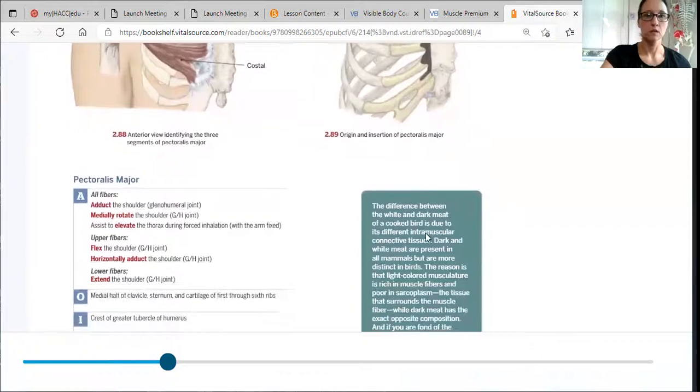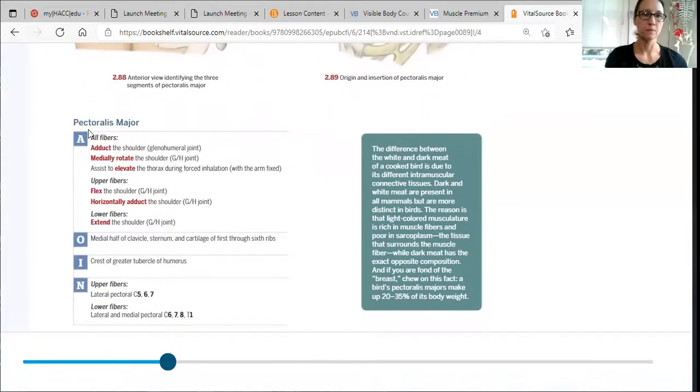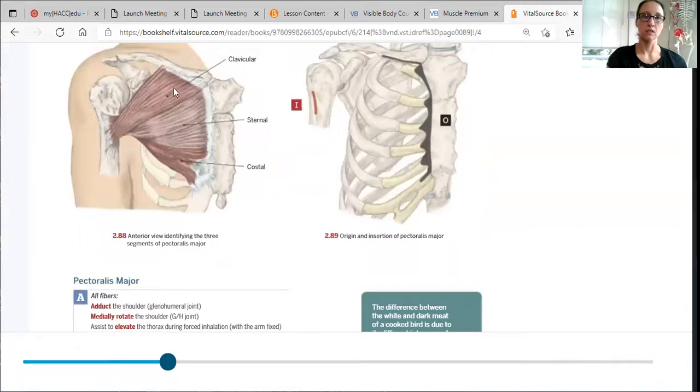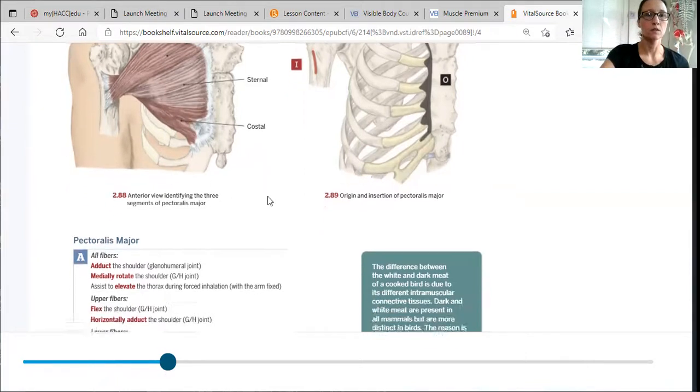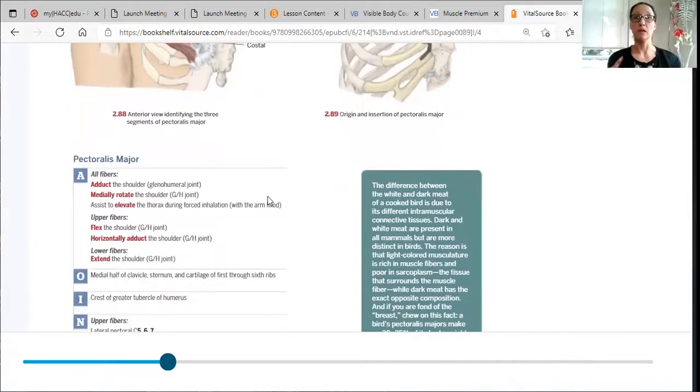Now, actions. Pec major. We have different fiber directions, and you could see that in this illustration here. So you have a fiber direction that goes this way, fiber direction that goes this way, and fiber direction that goes this way. And we've divided it up, clavicular, sternal, and costal fibers. All right, so all of the fibers of pec major adduct the shoulder. So we already mentioned that. That's one of the major actions of pec major is adduction of the shoulder.